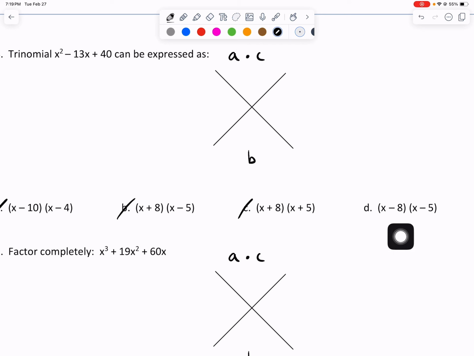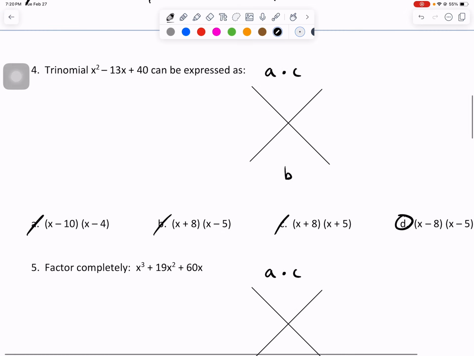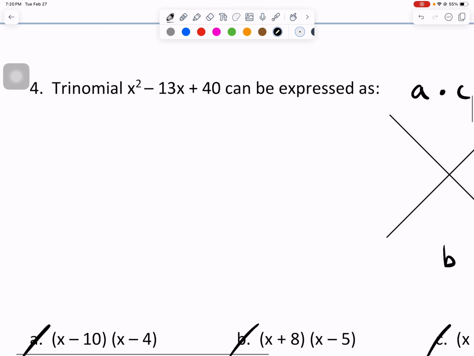And let's take a look at D again. Negative 8 times negative 5 gives us a positive 40. Wonderful. And negative 8 minus 5 gives us negative 13. But again, let's go through it. Let's just simply identify. Again, this one will be in black and white.